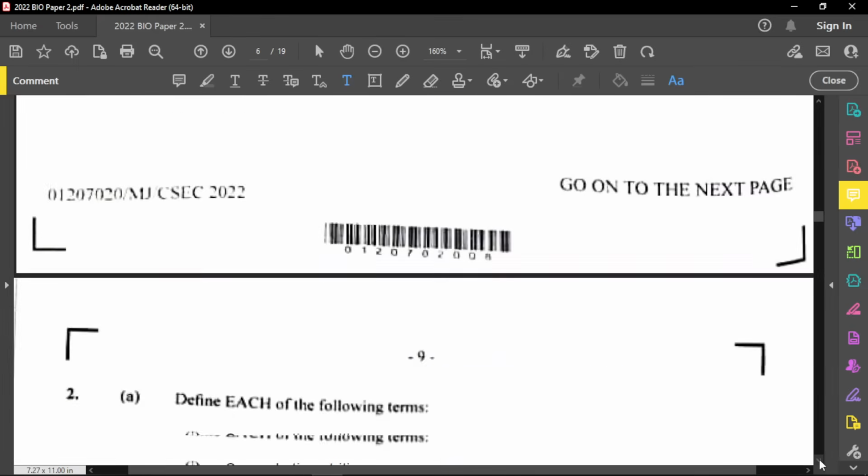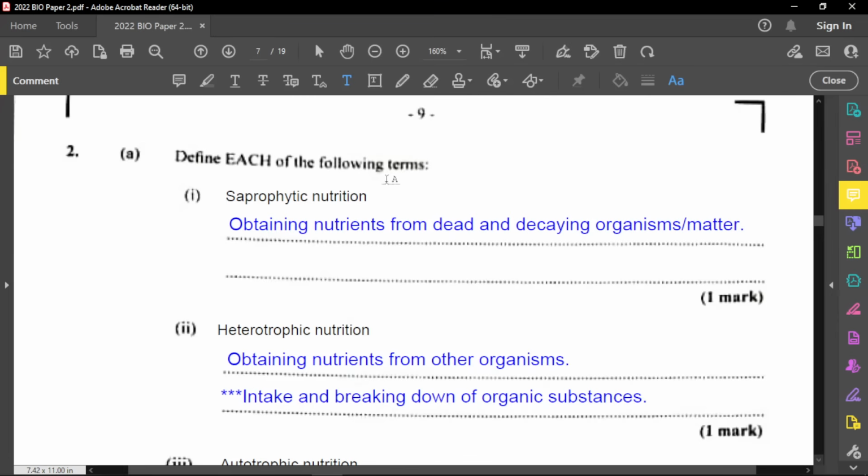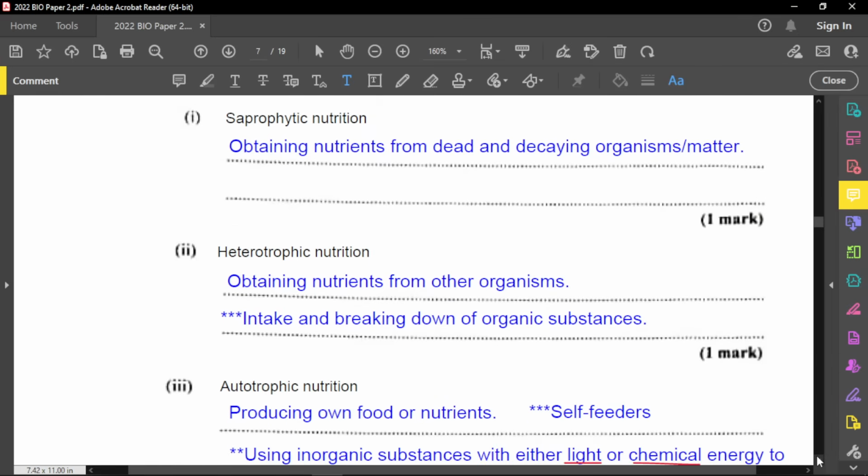All right, so let's jump into the next question, which is question 2, and it says define each of the following terms. The first one we're looking at is saprophytic nutrition, and these are organisms that are saprophytes. Saprophytic nutrition is the obtaining of nutrients from dead and decaying organisms or organic matter. Now, heterotrophic nutrition, which means heterotrophs, for example us. When we talk about heterotrophic nutrition, you're talking about obtaining nutrients from other organisms.